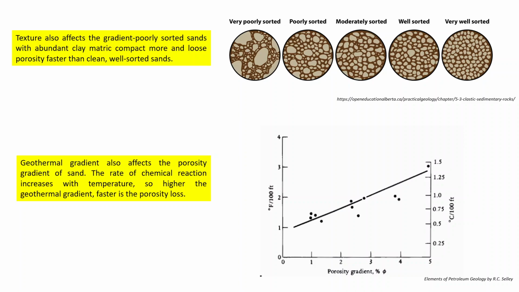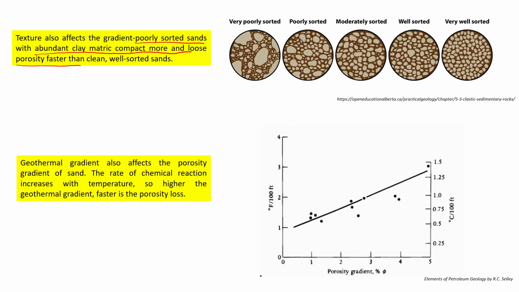If we look at the texture, texture also affects the porosity gradient. Poorly sorted sands with abundant clay matrix compact more and lose porosity faster than clean, well sorted sand. With pressure, the fine grained clay matrix tends to compact. It has cohesive forces, and it becomes quite compact. This compaction leads to the loss of porosity faster than in well sorted sand.